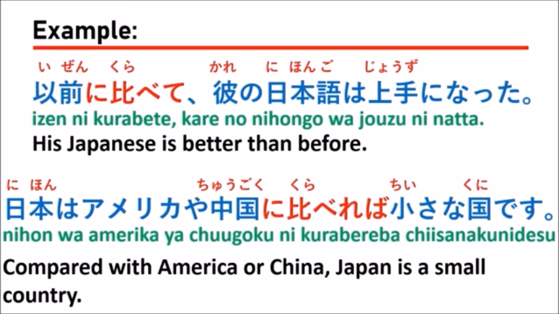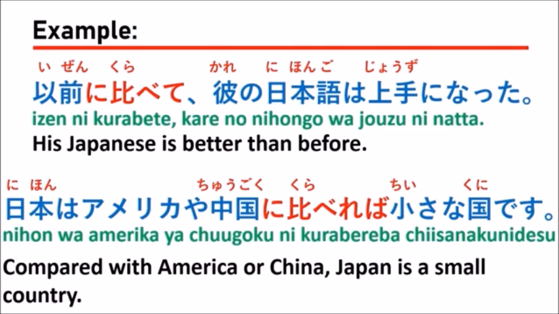And for the second sentence, you see that they use に比べれば. に比べれば means if it compares to, or if you compare with something. When you translate directly, you should begin with "if." If we compare with China and America, Japan is a small country, right? But if you translate generally, they don't say "if." If you understand the sentence, that's enough.